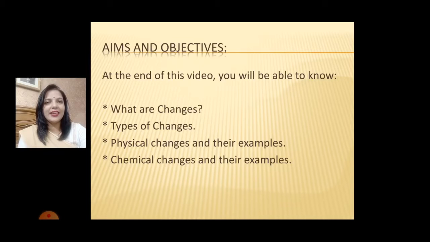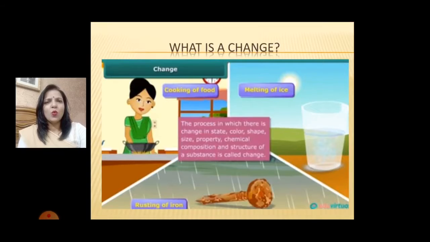What's a change? The process in which there is change in state, color, shape, size, property, chemical composition and structure of a substance is called change. Example: cooking of food, melting of ice, rusting of iron.